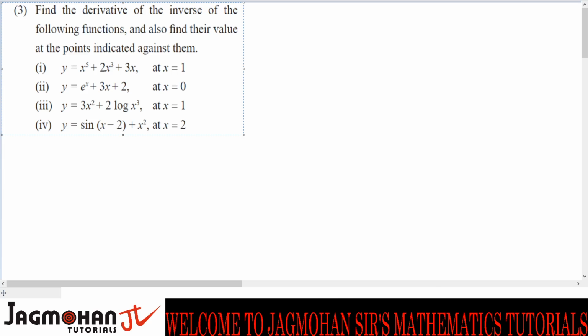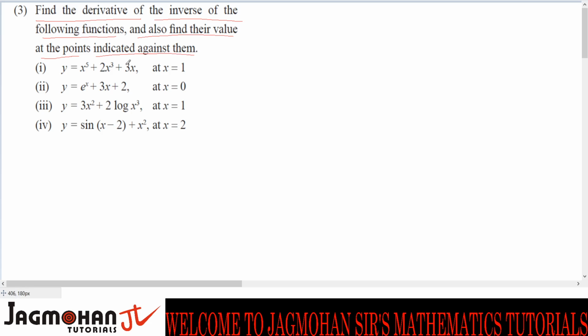In this video, we are going to solve one more problem of similar kind that we did in the last video, but this time it is extended by one more step. The question goes as follows: Find the derivative of the inverse of following functions and also find their value at the point indicated against them.